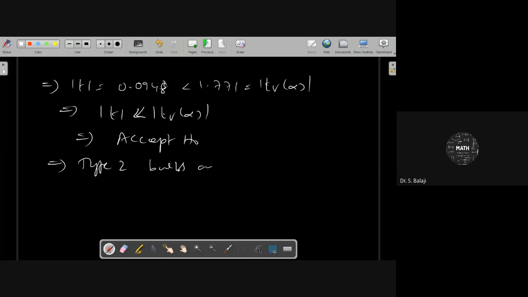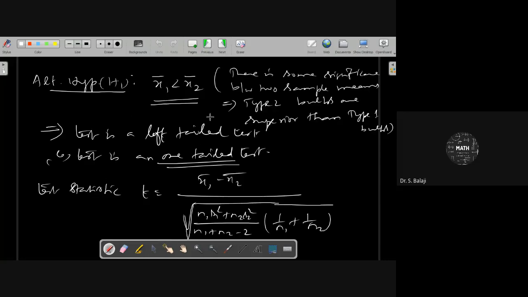Type 2 bulbs are not superior than type 1 bulbs. That is the idea. Yes, n1 not equal to n2. You can easily move on to the test statistic x1 bar minus x2 bar, because obviously n1 is not equal to n2, sizes are not equal here. And superiority you have to calculate, therefore you have to use the alternative hypothesis as comparison formula, x1 bar less than x2 bar.